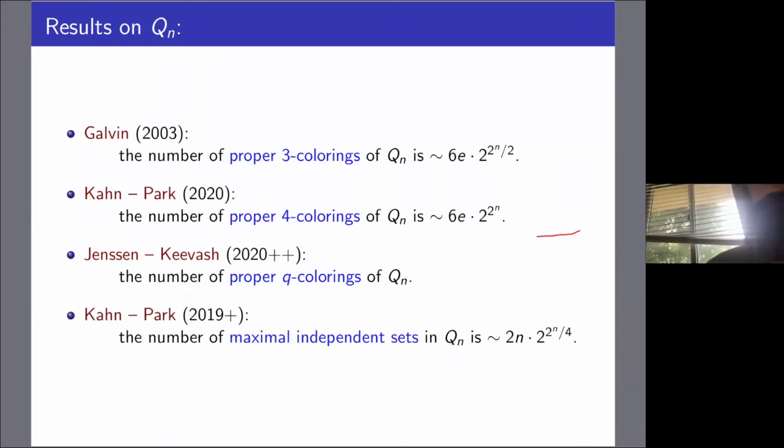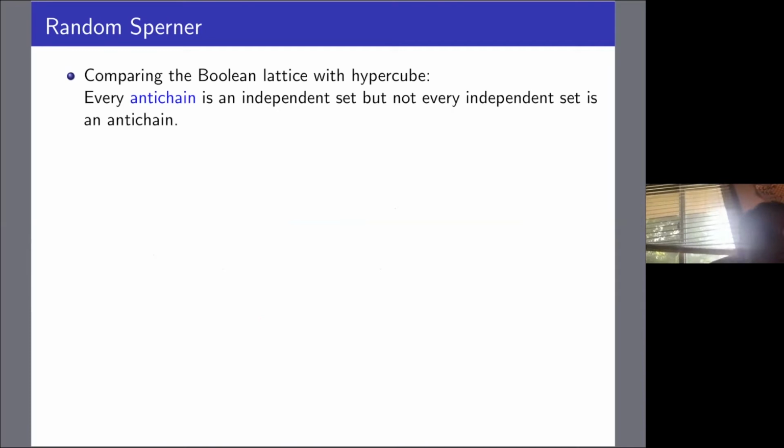And another result by Kahn and Park counted the number of maximal independent sets. Here maximal means non-extendable, but doesn't mean that the size is maximum. And note that the constant e disappeared. We have a linear factor n, and the exponent dropped a little bit.